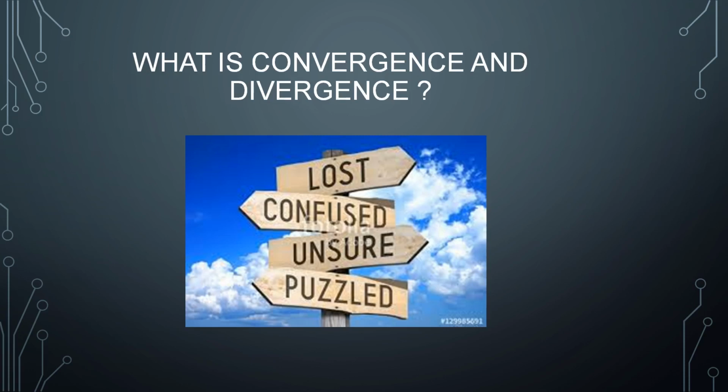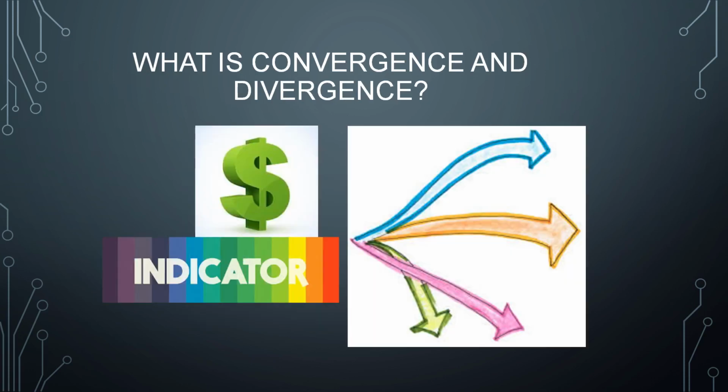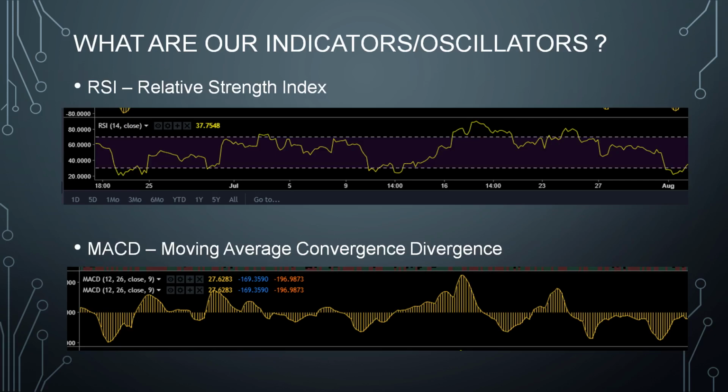So what is convergence and divergence? Essentially, it is a relationship between the indicator or the oscillator and price action, or price, on our chart. To understand this, firstly, we'll go over our indicators and oscillators that we use. We use RSI, which is the relative strength index, and we use the MACD, moving average convergence divergence.